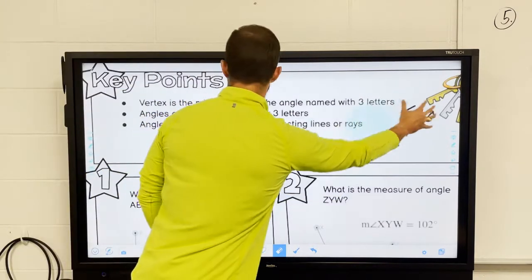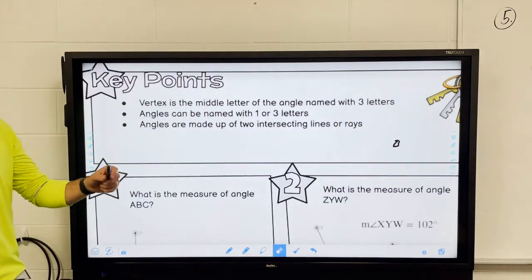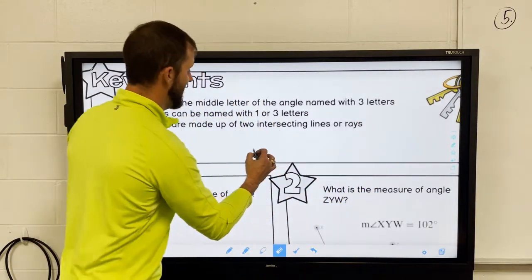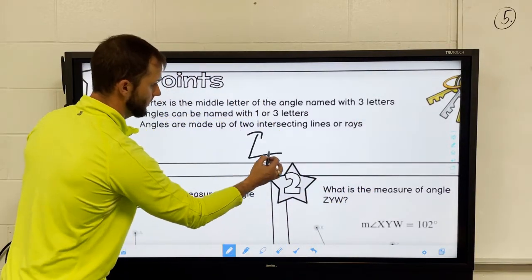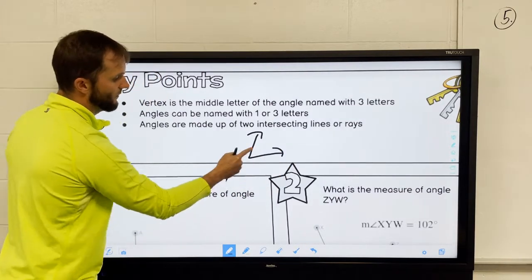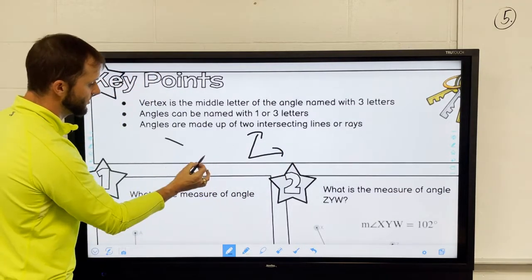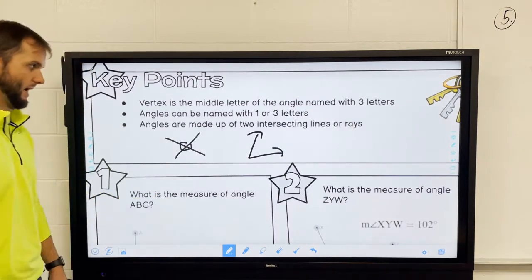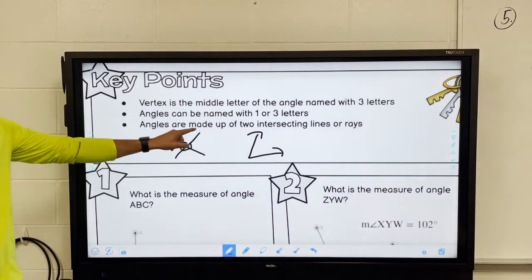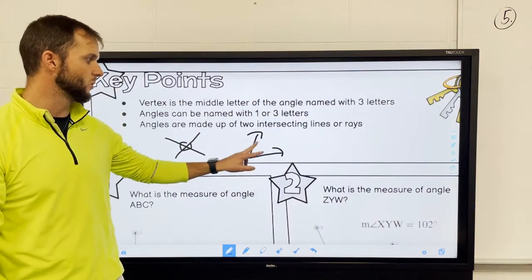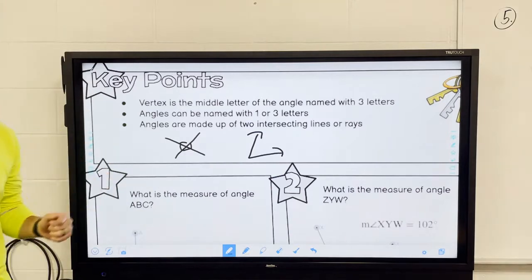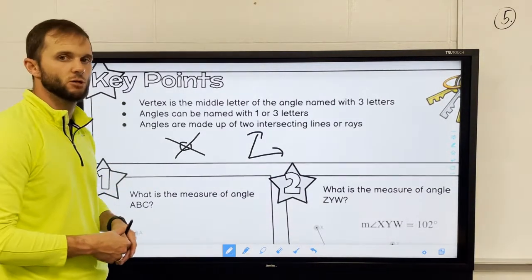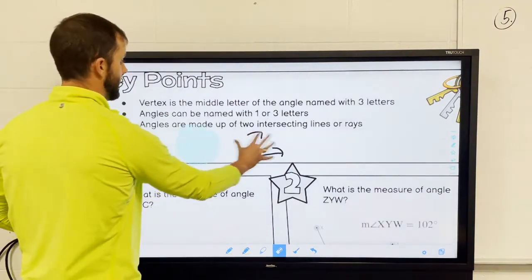And lastly, angles are made up of two intersecting lines or rays. So if I have an angle here with two rays going off of it, this is an angle. Or if you have two lines that are intersecting, multiple angles are being created off of that. So again, angles are made up of either two intersecting lines or two rays. So we're trying to look at angles and how they're defined, okay? So let's jump into our angle addition postulate by looking at example number 1.